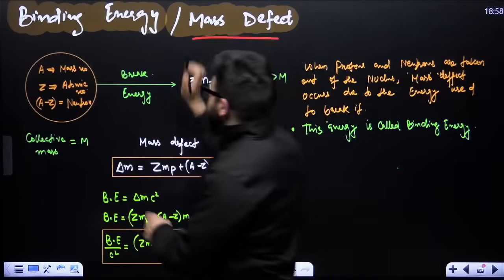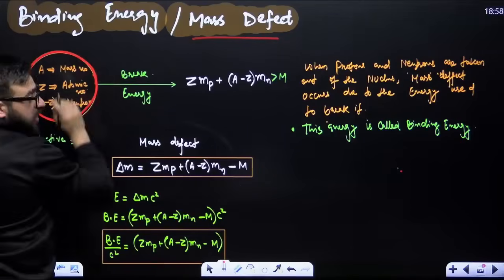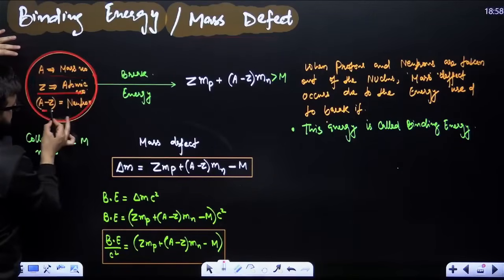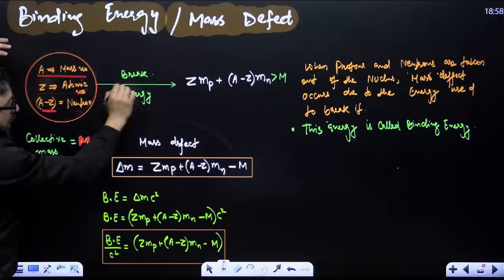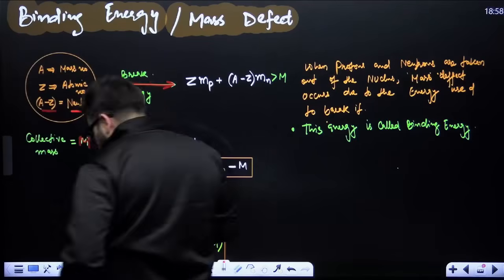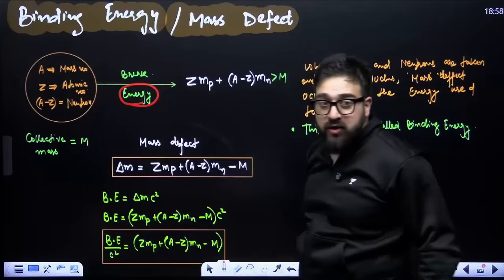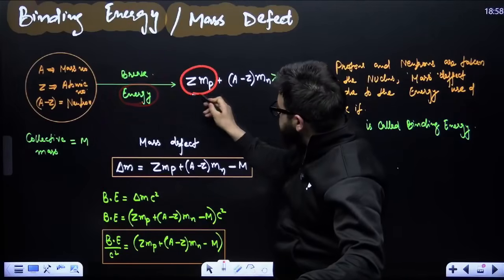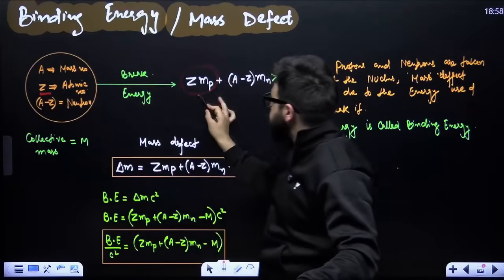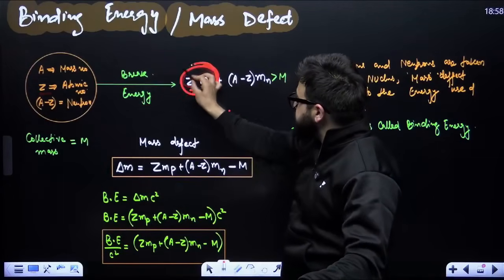Then we say binding energy and mass defect. My dear NEET aspirants, if this is a nucleus with mass number A, atomic number Z, and A minus Z is the number of neutrons, let's suppose its mass is M. Suppose you break this nucleus, which means you use some energy in breaking it, and you take all the protons out. Z means the number of protons, and the mass of a proton is Mp, so Z Mp is the mass of Z protons.